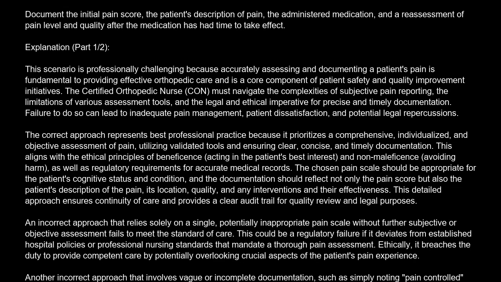The correct answer is D. Document the initial pain score, the patient's description of pain, the administered medication, and a reassessment of pain level and quality after the medication has had time to take effect.